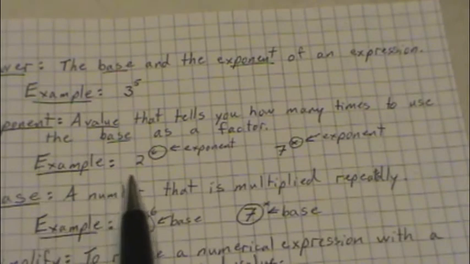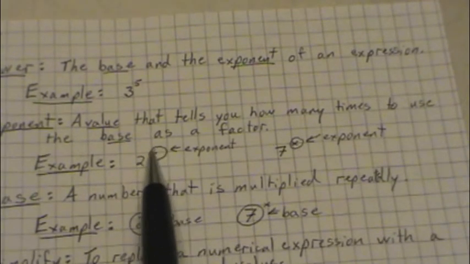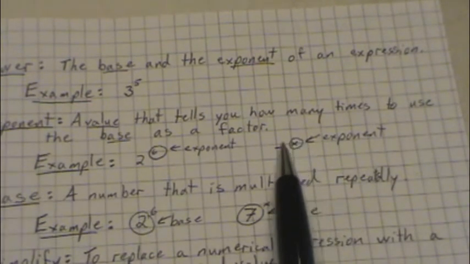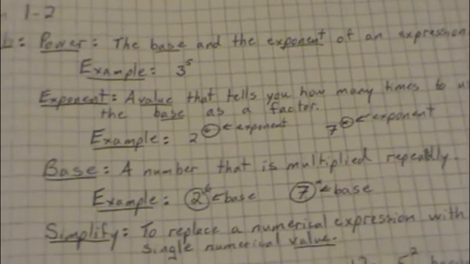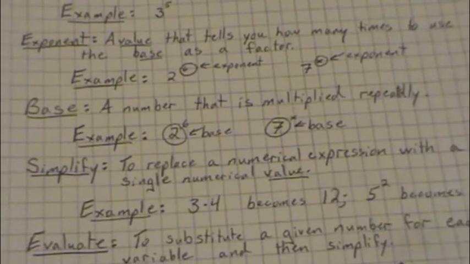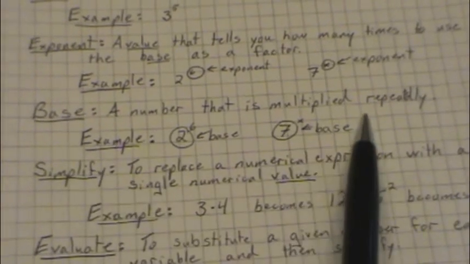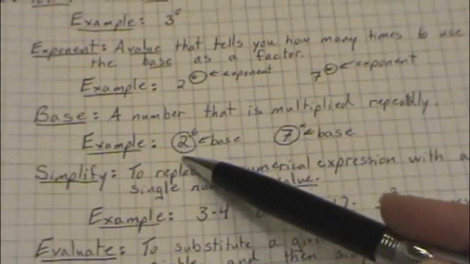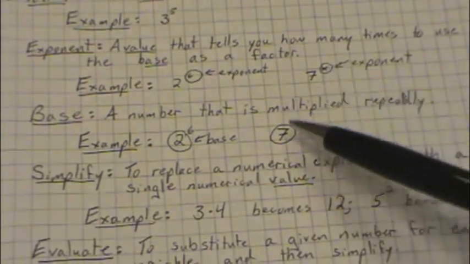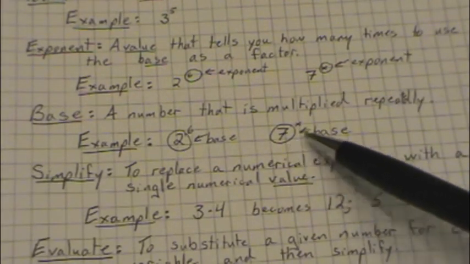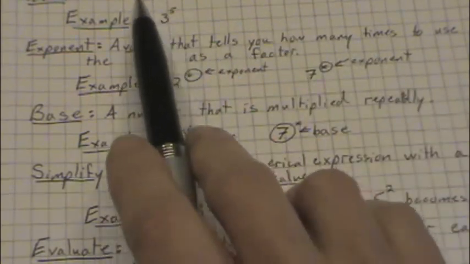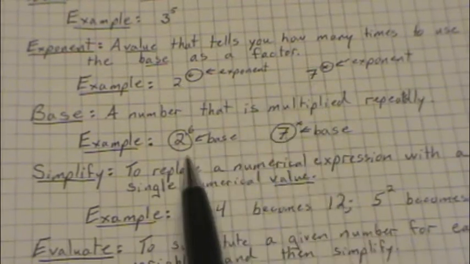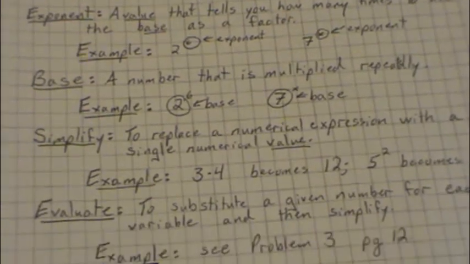For example, 2 to the 6th. The 6 is the exponent. In 7 to the x, x is the exponent. Next word, base, a number that is multiplied repeatedly. For example, in the one we used before, 2 to the 6th, 2 is the base. Again, the one we used before, 7 to the x, 7 is the base. Now, I fully expect that some of you are copying my definitions exactly. I need you to have your own examples because we're going to check those in class tomorrow.